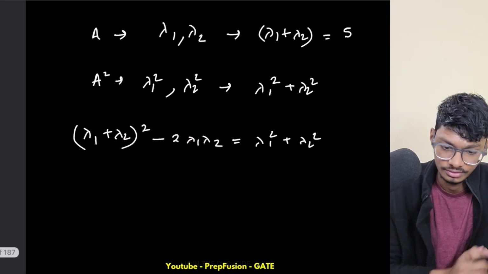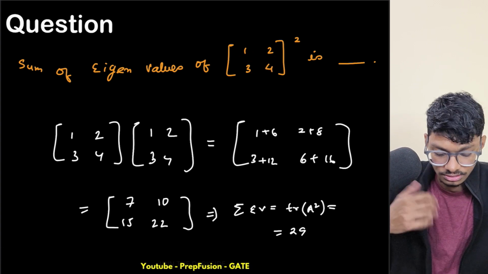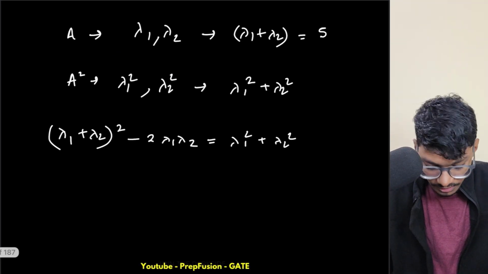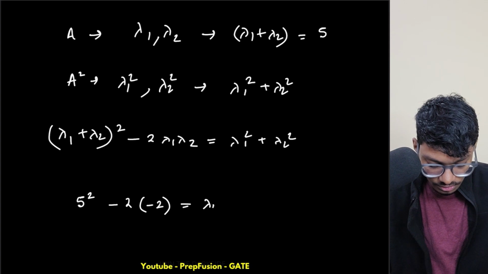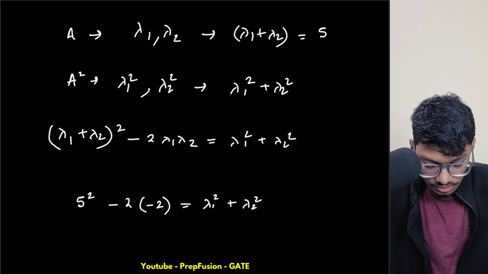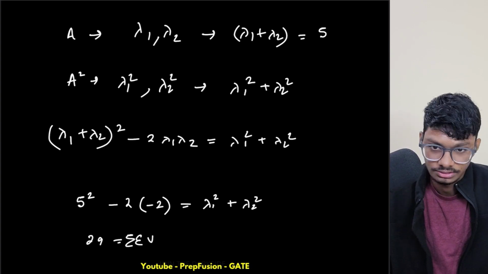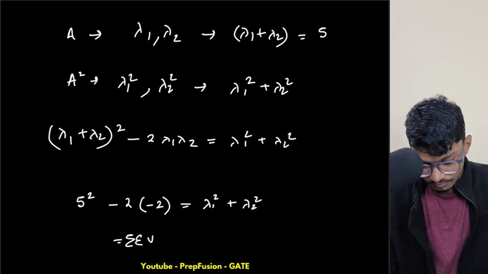Now this is 5, and lambda 1 lambda 2 is the product of the eigenvalues, which means the determinant, which is 4 minus 6, which is minus 2. So this will be 5 square minus 2 into minus 2, which equals lambda 1 square plus lambda 2 square. So this is 29. This is my answer. Like this also you can do. Whichever you find suitable, you can follow that.